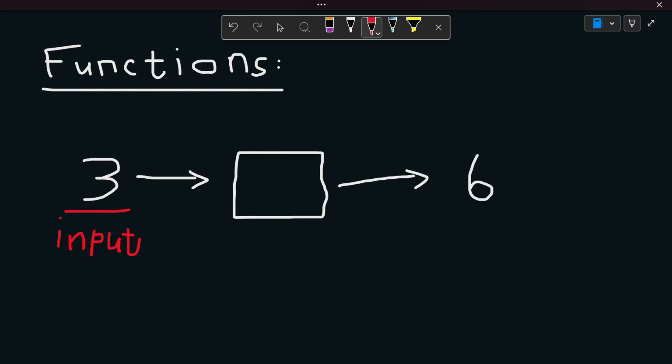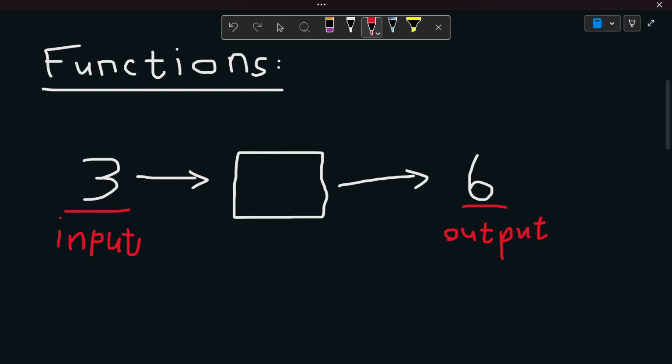And now, what does this 6 indicate? Can you take a guess? This 6 indicates the output. What does the output mean? It's what you come out with. It's going to be the final answer, basically. That 6 is the output.